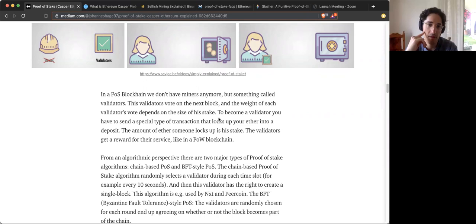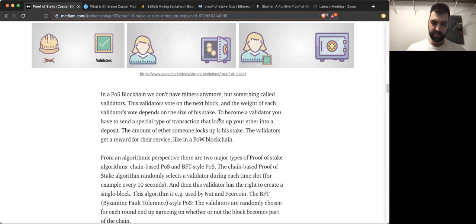The locking step, is that a one-time thing? Like you do it so that you become a validator and then you can validate blocks, and every block you validate depends on how much you locked initially? Or is it a per block thing, like if I decide I want to validate on this block, I need to put in a deposit?